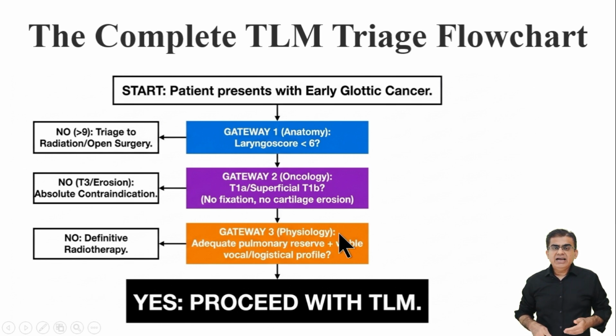This is the physiological and psychosocial assessment. We must confirm they have adequate pulmonary reserve and a viable logistical profile. If they are frail and at high risk for aspiration, we must choose definitive radiotherapy.